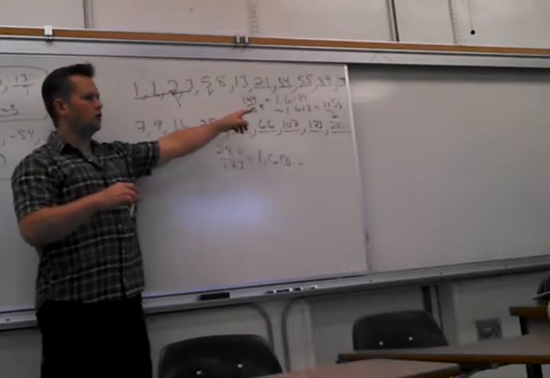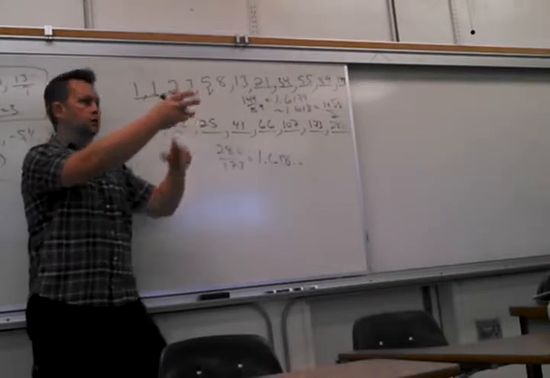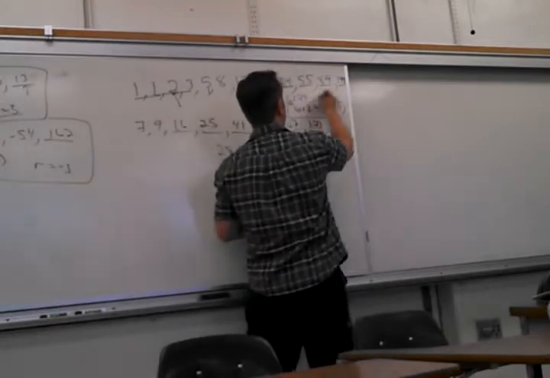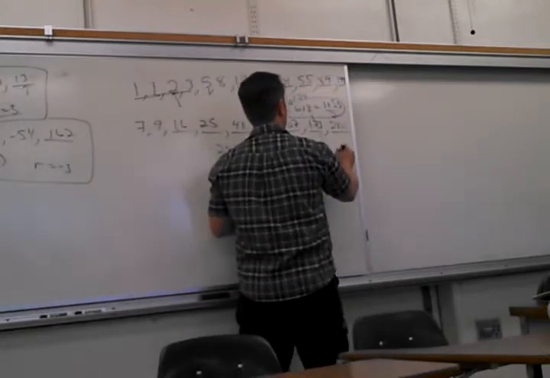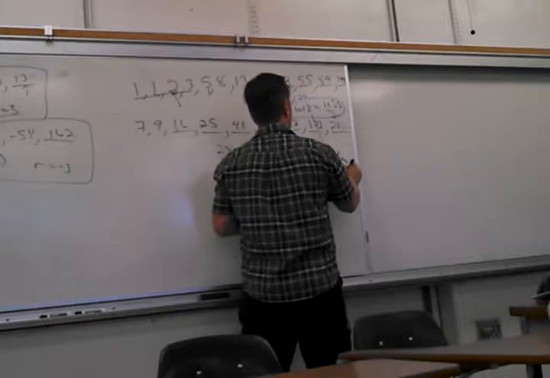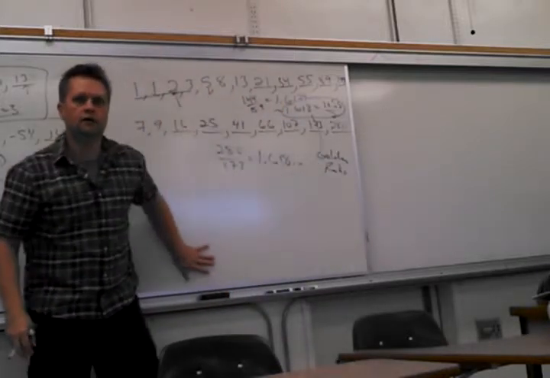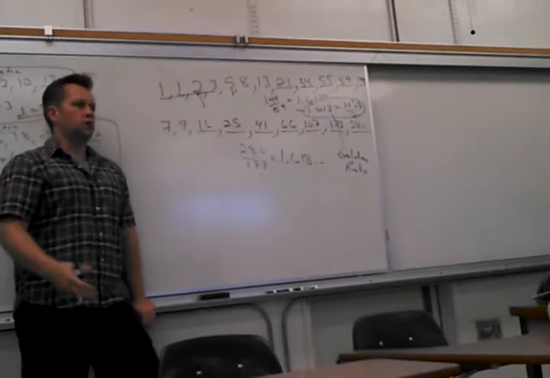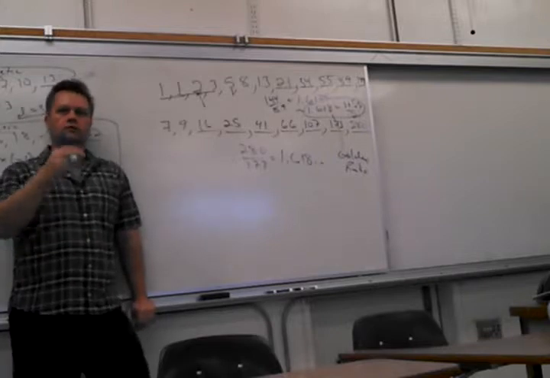So anybody know what that's called? Golden ratio. Sweet. It's the golden ratio. It's called that because when people found out about it, they thought it came from God. And so they call it the golden ratio. And they got the golden rectangle, right?